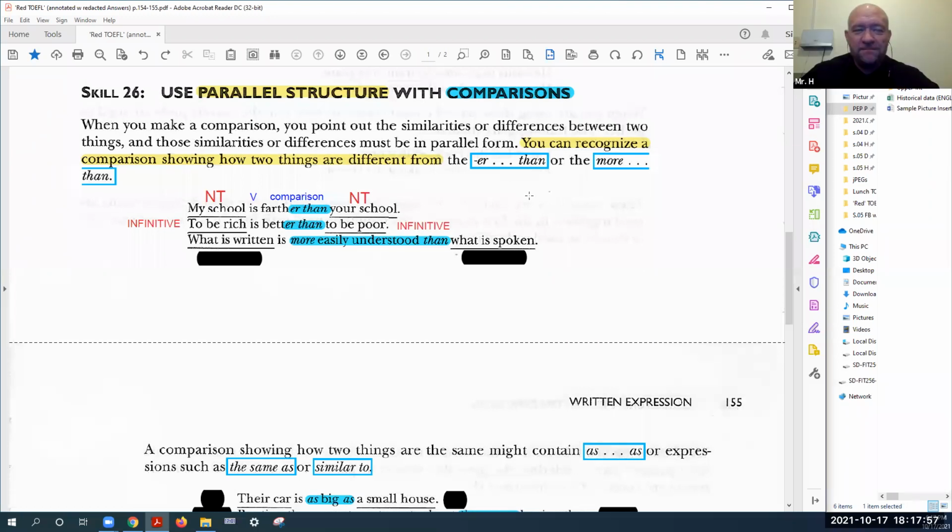All right, Al-Shemari. Third example. What is written is more easily understood than what is spoken. Okay. And what's in the middle, the blue section? Comparison. And just before that, we have the verb, is. And then what is the first structure on the left side? What is written. Yes. What kind of structure?